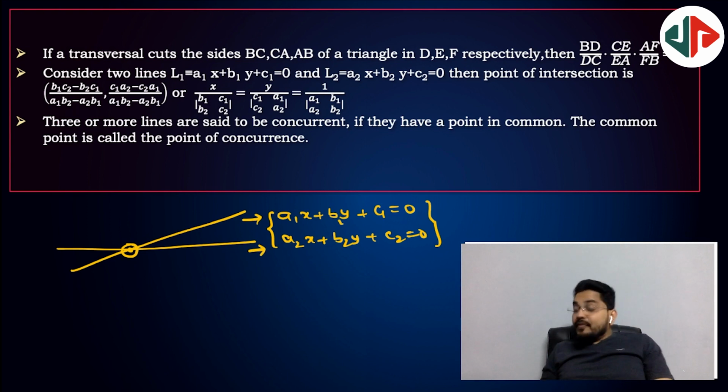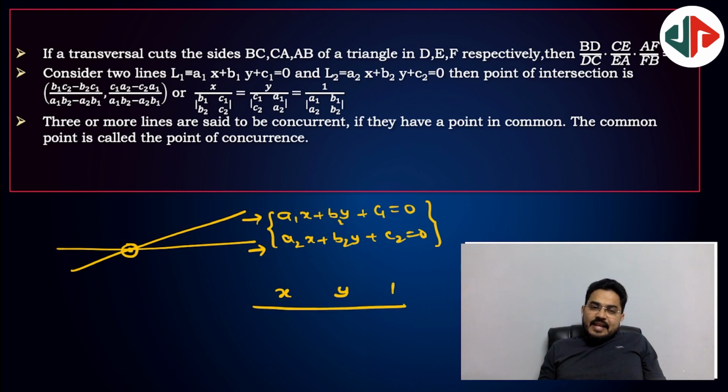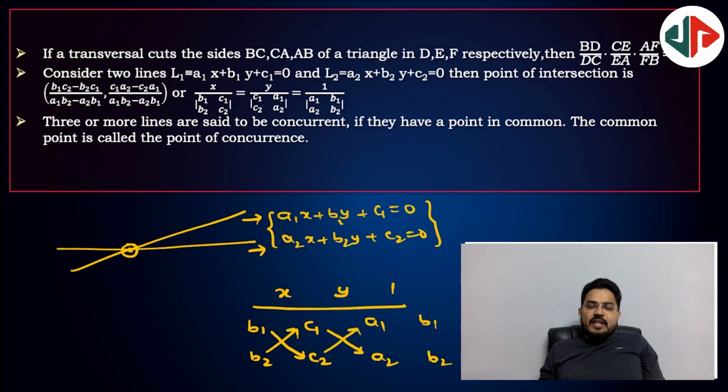Or if you apply the matrices, Cramer's rule method, that is X, Y, 1, you need to write. Leave the X coefficient, start with the Y coefficient B1, B2, C1, C2. Now A1, A2, B1, B2. X by B1 C2 minus B2 C1 is equal to Y by C1 A2 minus C2 A1 is equal to 1 by A1 B2 minus A2 B1. So from there you'll get the X and Y values.